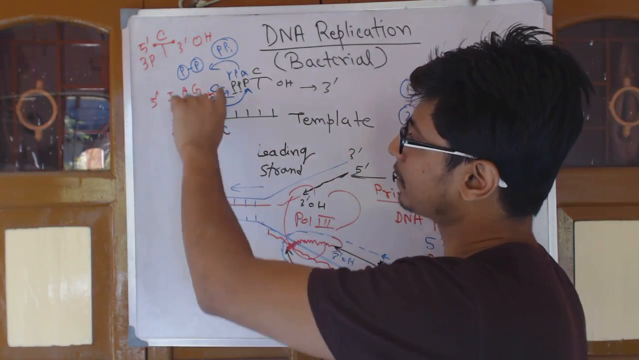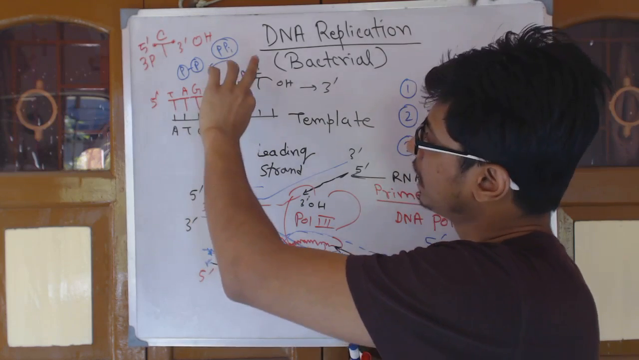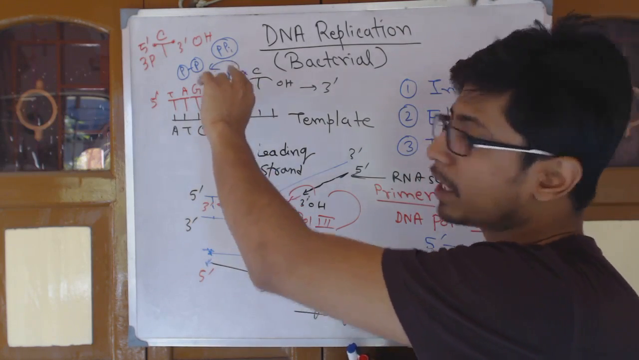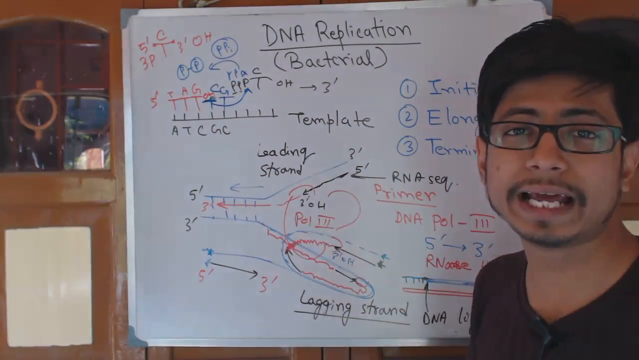It will be a nucleophilic attack by the hydroxyl. The lone pair of electrons of this oxygen will attack the alpha phosphate. As a result, the beta and gamma phosphates will be released as pyrophosphate, and this process will go on like that.